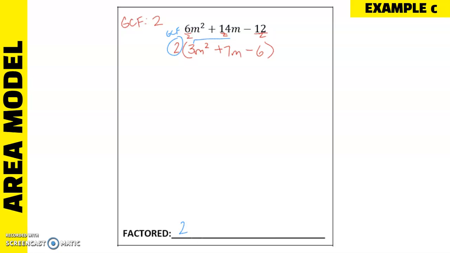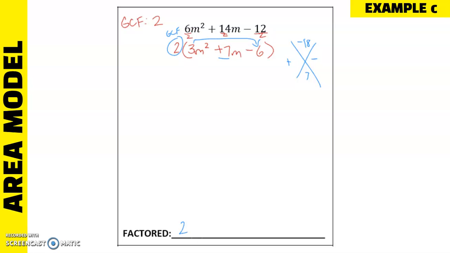Now we're going to do our product sum with the remaining trinomial. So 3 times -6 is -18. Mind your signs. Sum is +7. So I have a negative product, but a positive sum. So I know it's positive and negative, and I know that I have to have more positives when I add it together so that I end up positive, right? And so I just start going.